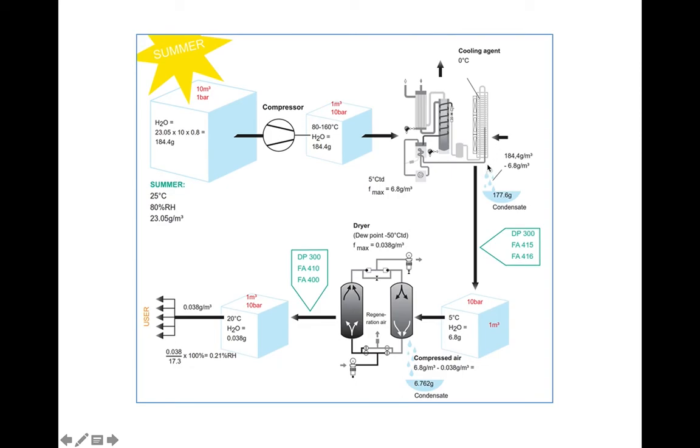So we will get a significant amount of water here. Every 10 cubic meters of ambient air intake will produce about 177.6 grams of condensate in the refrigerant dryer, which means this is the water in the form of liquid. The water content moisture changes to liquid. The process is condensation, and the product is condensate.